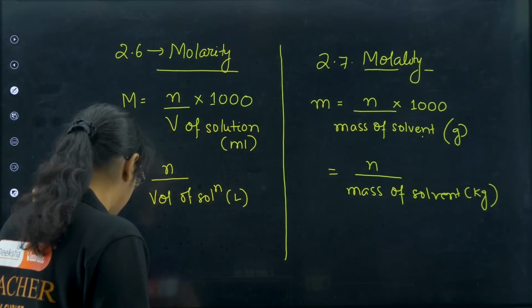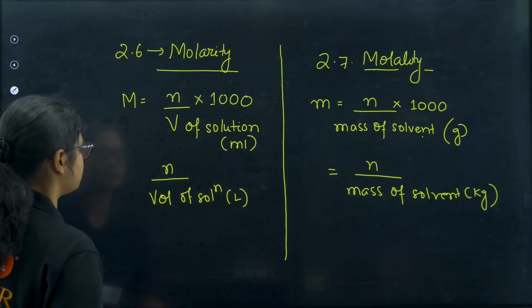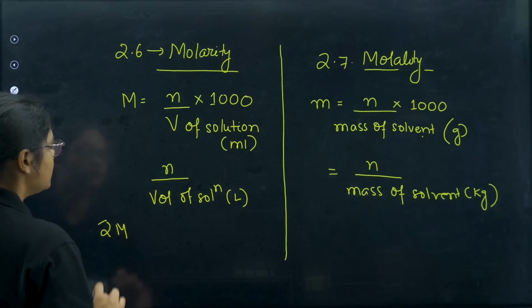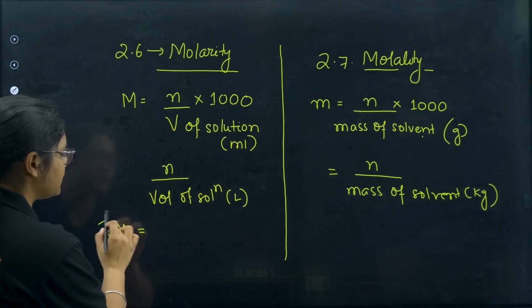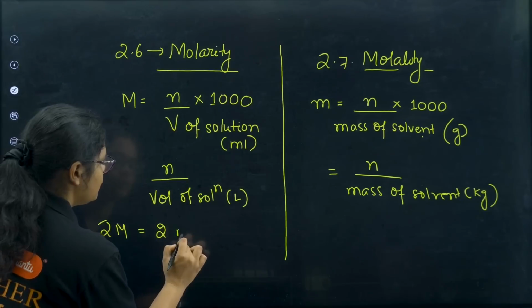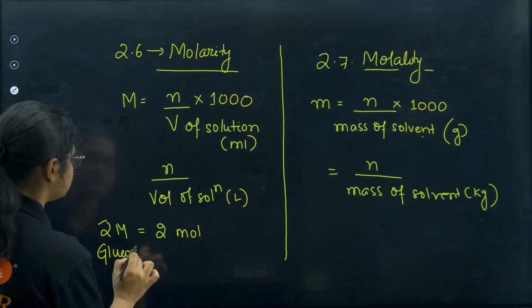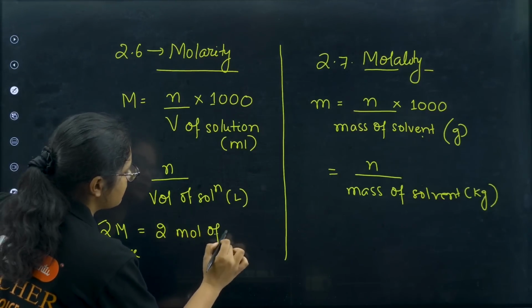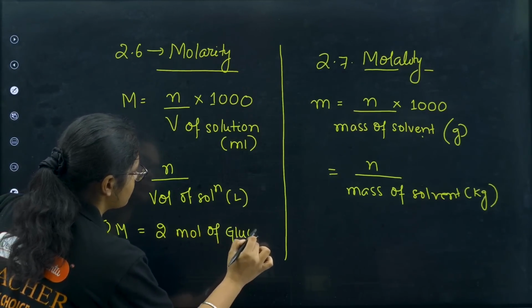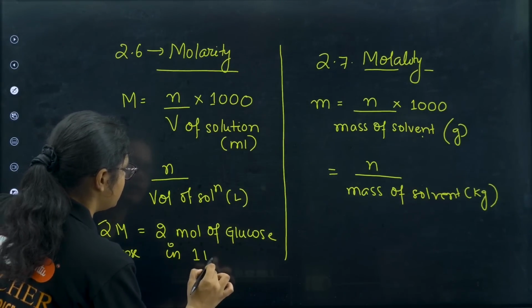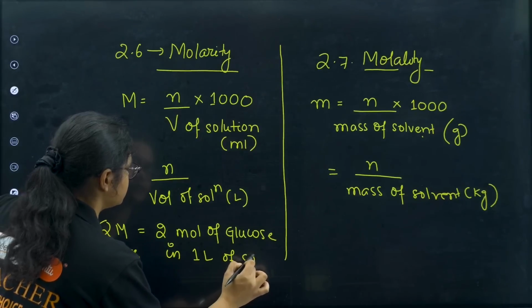Clear this part? Next, which is very important: suppose I am writing the term 2 molar solution. Okay, after the answer you get, that is 2 molar. Now what is the meaning of this 2 molar? Suppose I write 2 molar glucose. So what does it mean? It means 2 moles of glucose in 1 liter of solution.